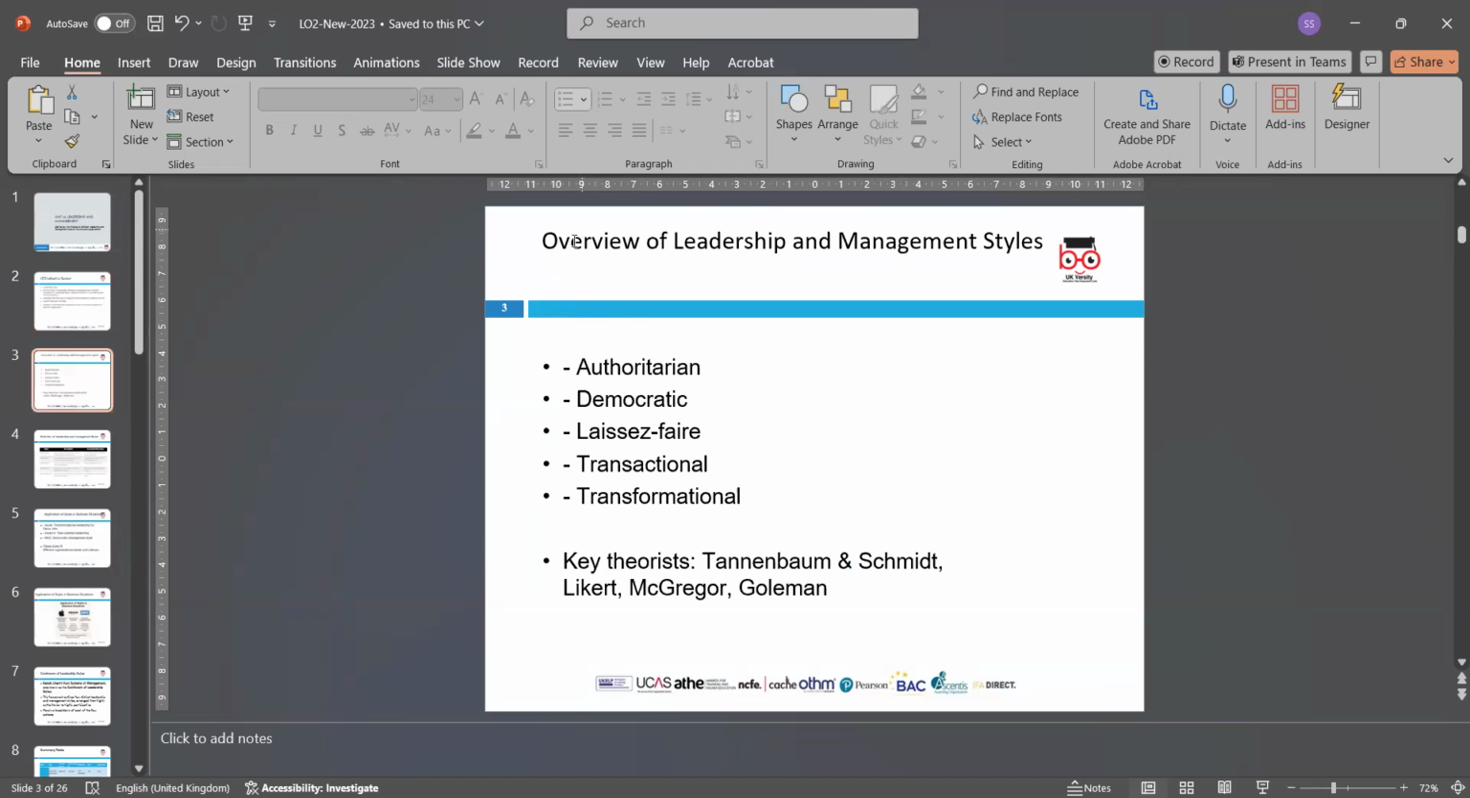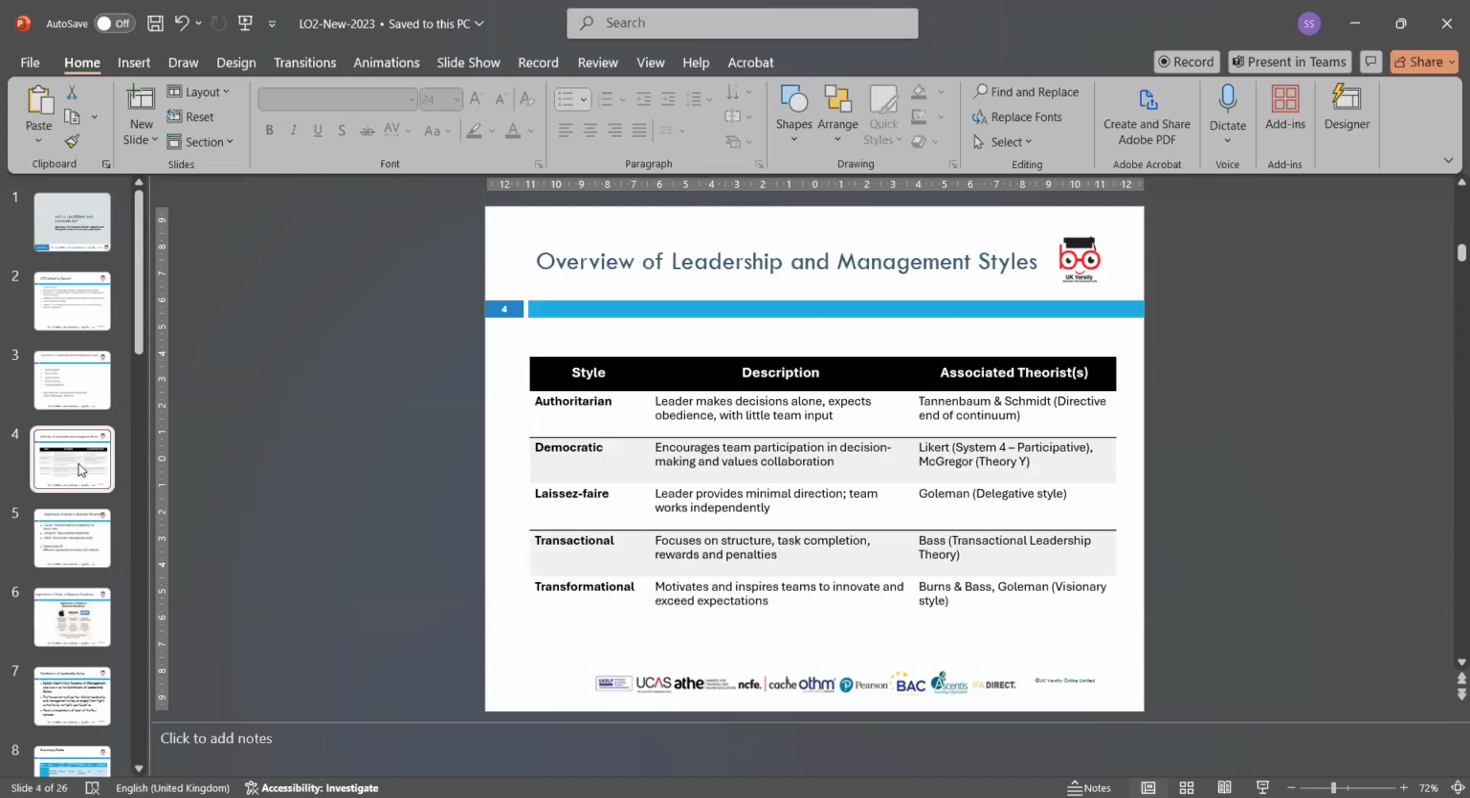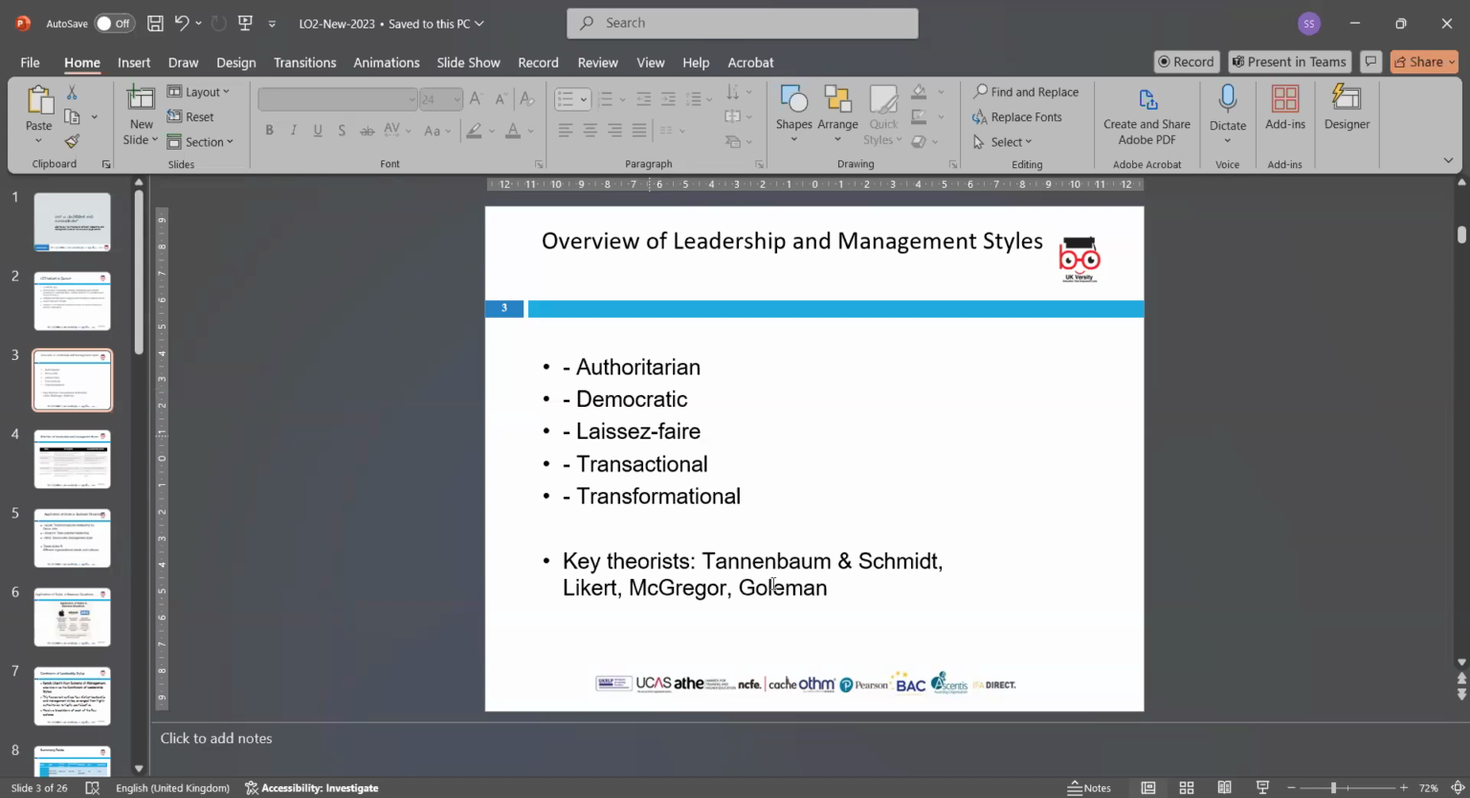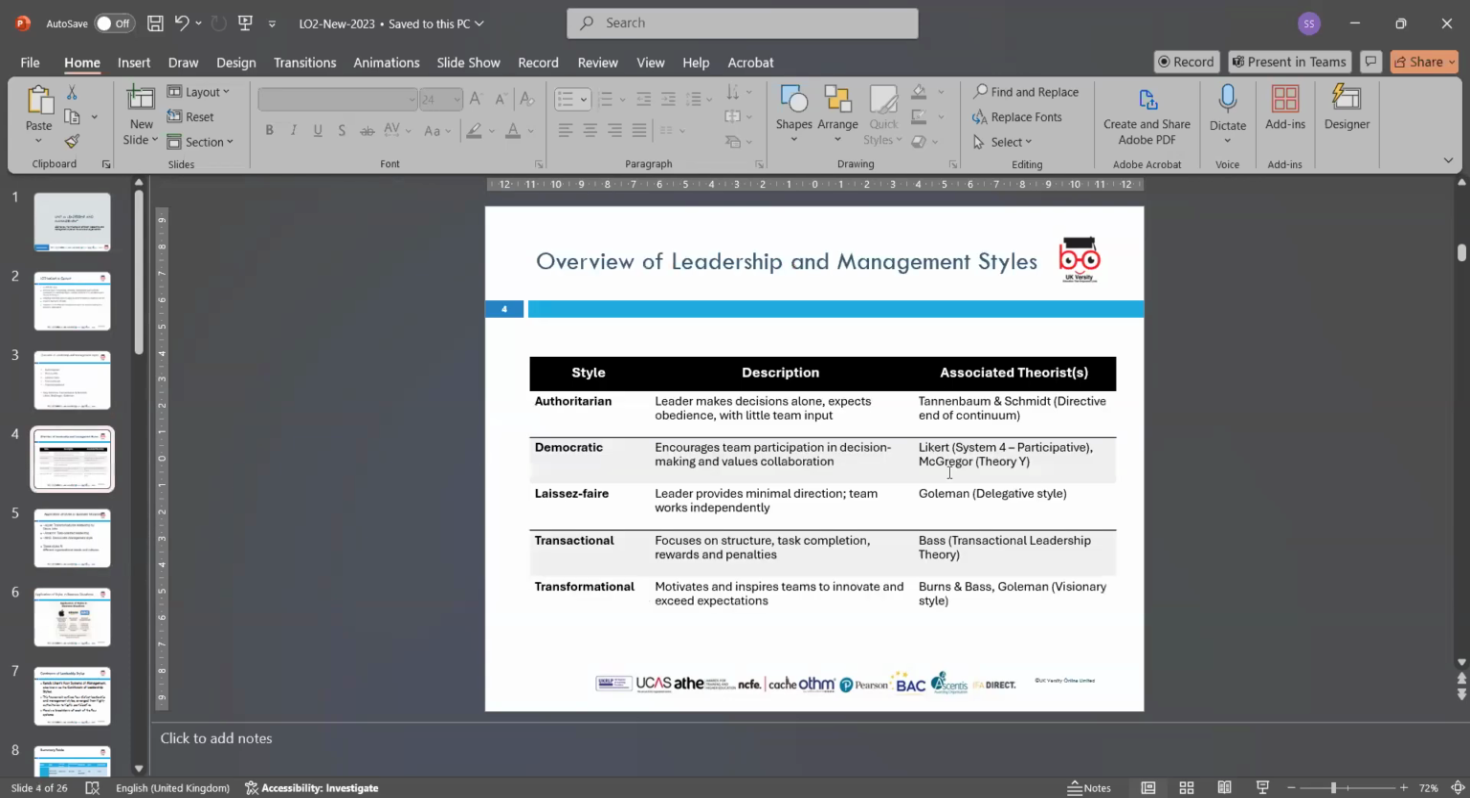So there is an overview of leadership styles. We have already discussed all these leadership styles quite well. But today we will just quickly go through what these leadership styles are, and what kind of theorists were involved in these. So these are the key theorists at the bottom. We will see which theorists are attached to what kind of leadership styles.